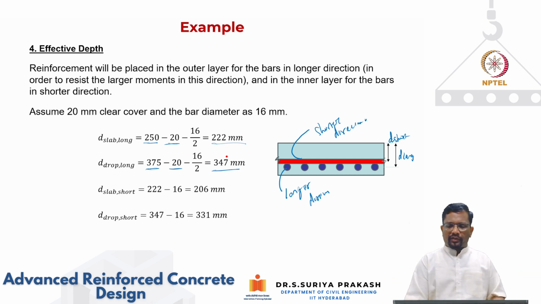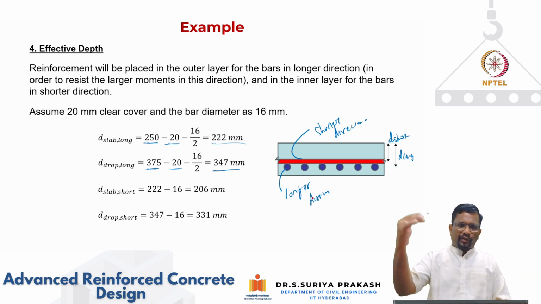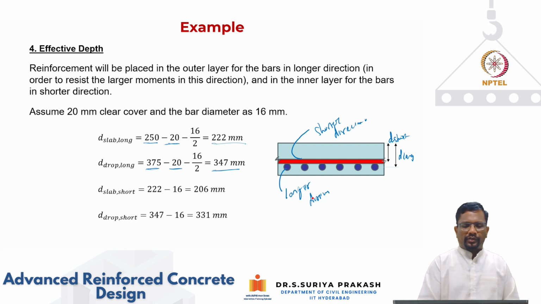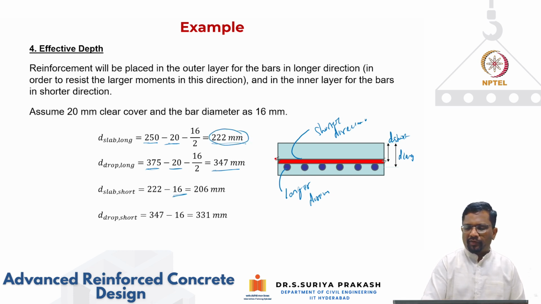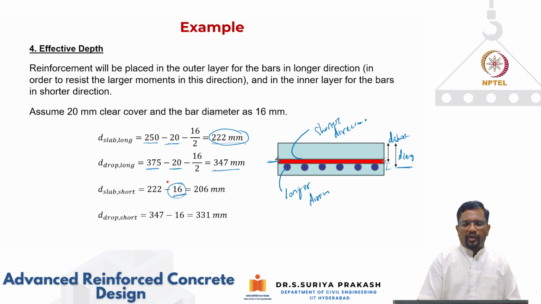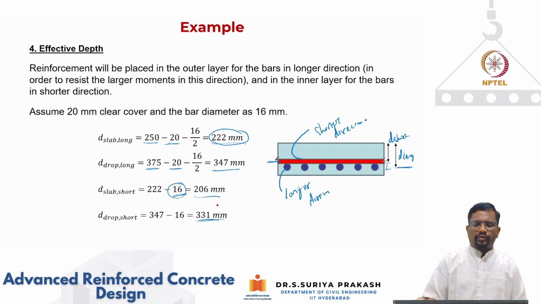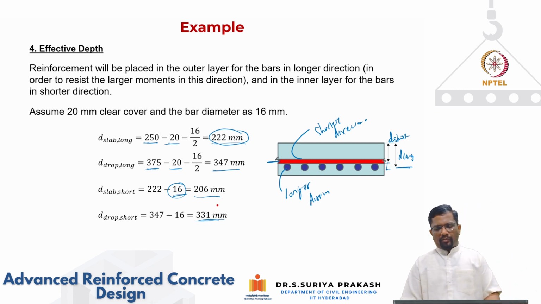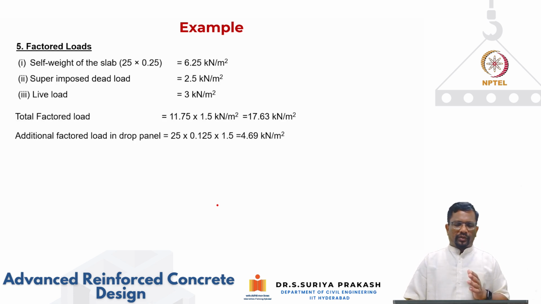Now you see, for the longer direction, the moments are going to be larger. That is the reason we put reinforcement in the longer direction at the bottom, right? In the shorter direction, I have to use this 222 minus the 16. For example, if I'm measuring from here, this distance I have calculated is D long. What will be D short? D long minus 1 diameter of this bar. That is what we are taking here, which is 206 millimeter, and 347 minus 16 works out to be 331 millimeter. These are the effective depths to be considered in the longer and shorter direction.